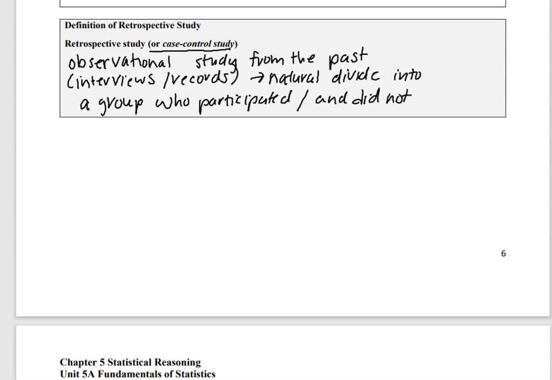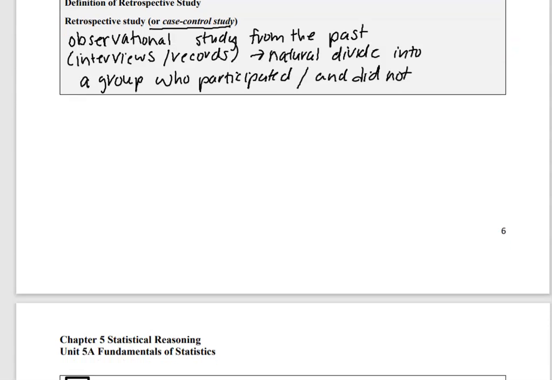I also posted these notes. I know that I'm kind of abbreviating some of this stuff, but the actual notes are also on Blackboard if you want to look at those, so you don't have to write all this stuff down.